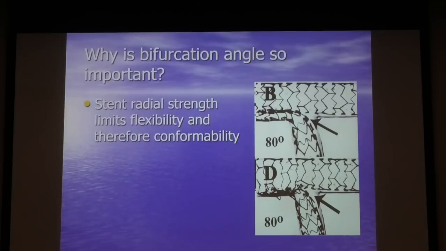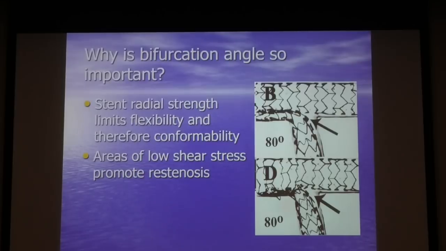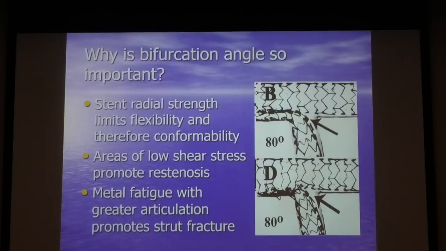Stent radial strength limits flexibility and therefore comfortability of the angle. When you have a wide angle, radial strength is extremely important and radial strength can limit the flexibility of the stent itself. Areas of low shear stress promote restenosis. When you have a wider angle, shear stress becomes lower and the risk of restenosis is even higher. And finally, metal fatigue with greater articulation promotes strut fracture. You know that the area of the left circumflex in particular to the left main is very mobile.